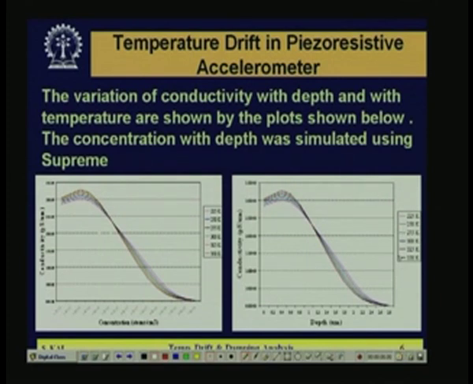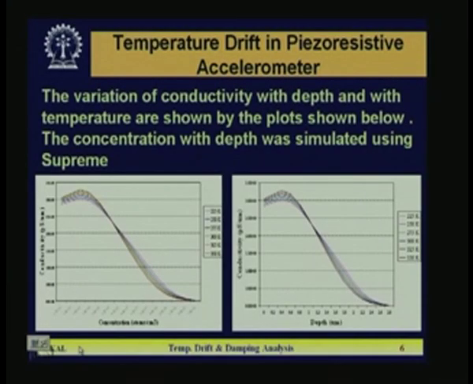Now that means to reduce the temperature variation, one parameter is the proper selection of the doping concentration and junction depth. So far as the mobility variation is concerned, the change of resistance with mobility variation, we have to select the doping concentration and junction depth properly so that the temperature variation of the conductivity or resistance should be as minimum as possible. So now this is the TCR.